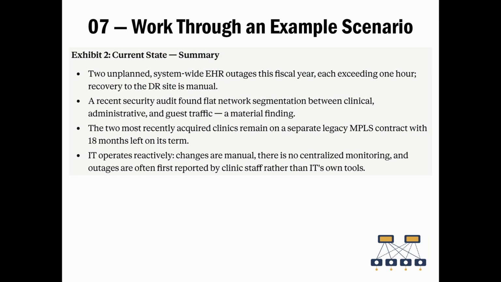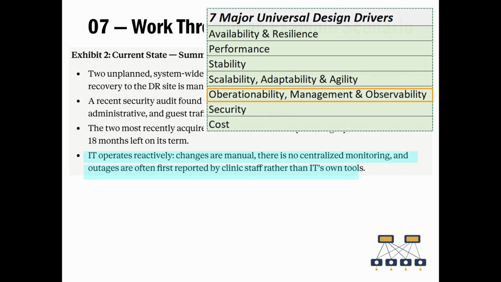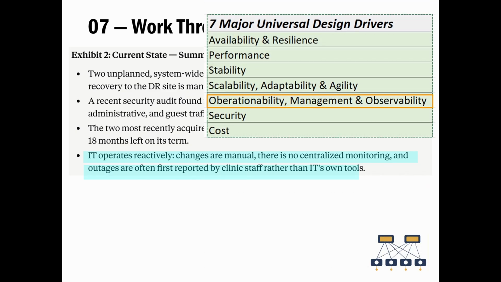Let us continue to read. IT operates reactively. Changes are manual. There is no centralized monitoring, and outages are often first reported by clinic staff rather than IT's own tools. This sentence describes the problems we face regarding network operations. So, this is a requirement related to operability, management, and observability. Let's extract information and update our diagram.